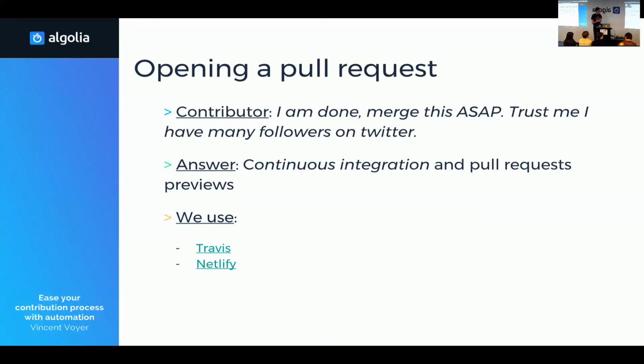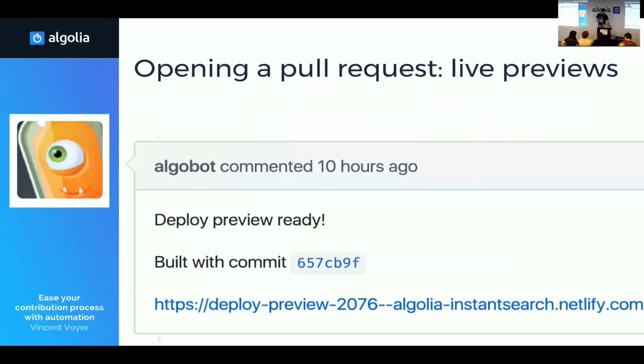And to do that, we use deploy previews. So every pull request is automatically deployed with a tool that is named Netlify. You can do it with a lot of tooling. Netlify is just a very easy way to do it. And it goes like that.